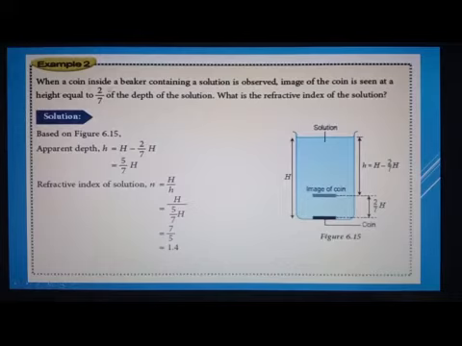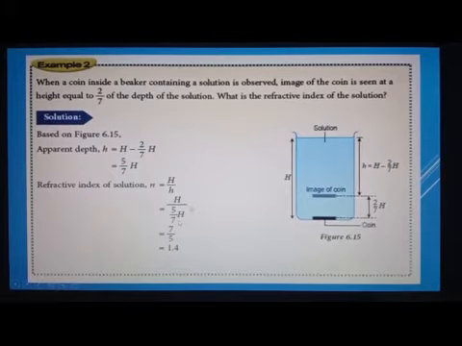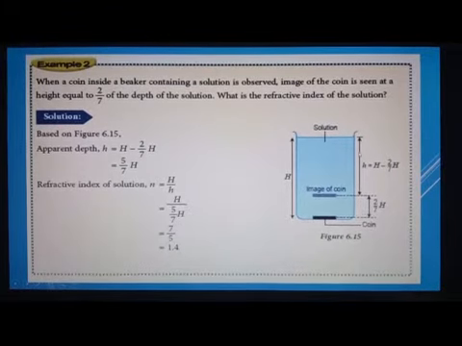Example 2. When a coin inside a beaker containing a solution is observed, the image of the coin is seen at a height equal to 2 over 7 of the depth of the solution. What is the refractive index of the solution? Okay, so we want to find the refractive index. So we must find what is the real depth and what is the apparent depth.